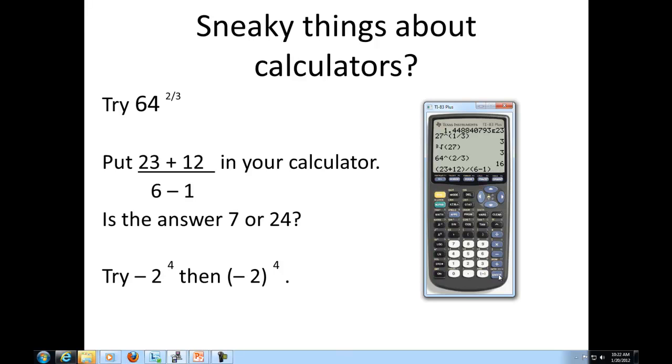Now if I hit enter, 7 is in fact the correct answer. So this points out a general rule of thumb. If we have an expression in a numerator or a denominator, just like an expression in an exponent, if there is an operation in any of these pieces, we should include them in parentheses to separate them out.